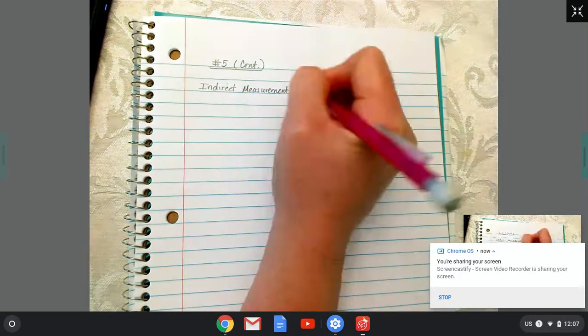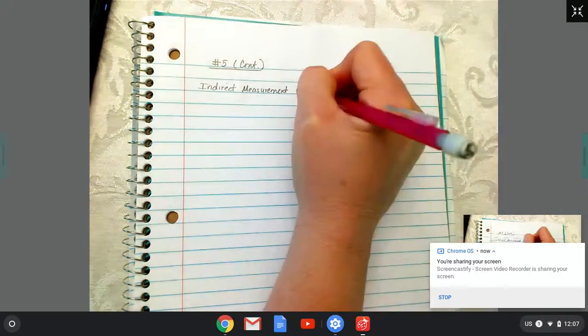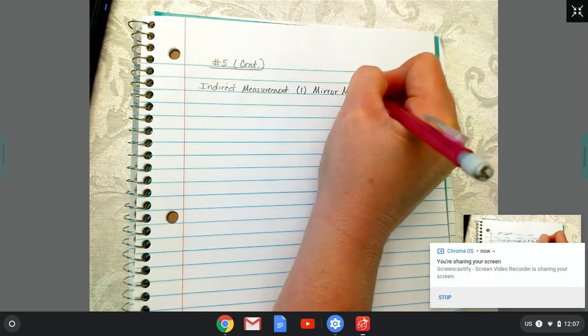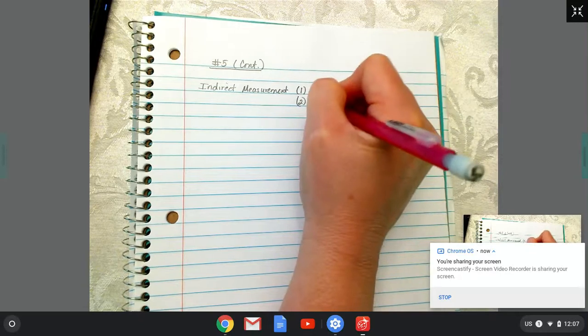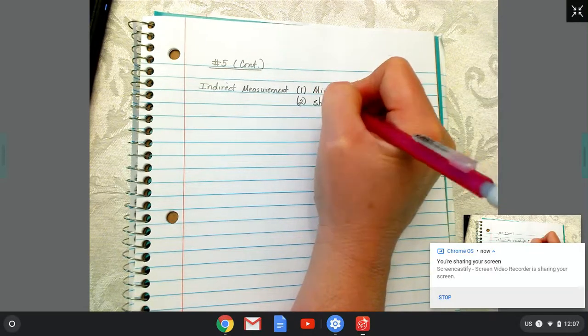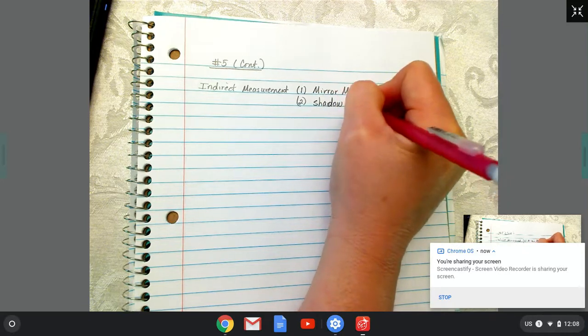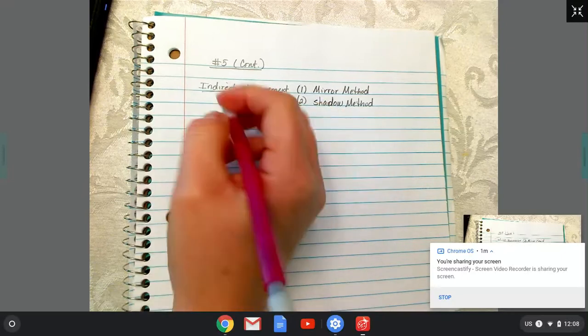Okay, so with indirect measurement, they offer up two methods that you often see. You often see what they call the mirror method. And then the second one you often see is the shadow method. Those are quite common in these word problems.